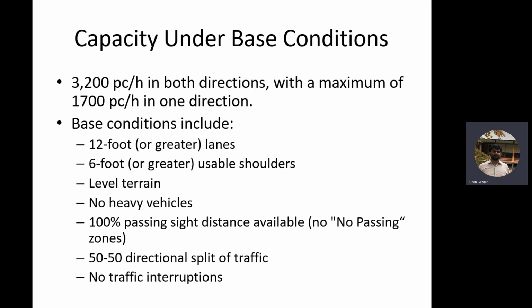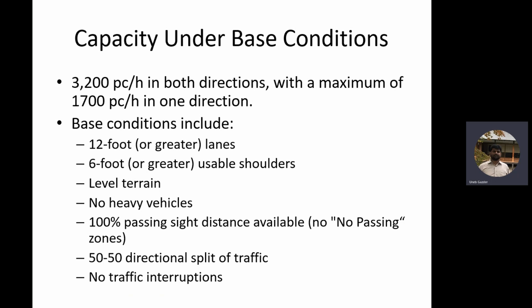Okay, capacity and the base conditions I mentioned in the last chapter as well. 3200 total. Out of 3200, one direction can go up to 1700. And when one direction goes up to 1700, the other direction cannot go up to 1700. It can only go up to 1500. Why? Because of the passing restriction and the effect of the other side. So we discussed base conditions in the last chapter as well.